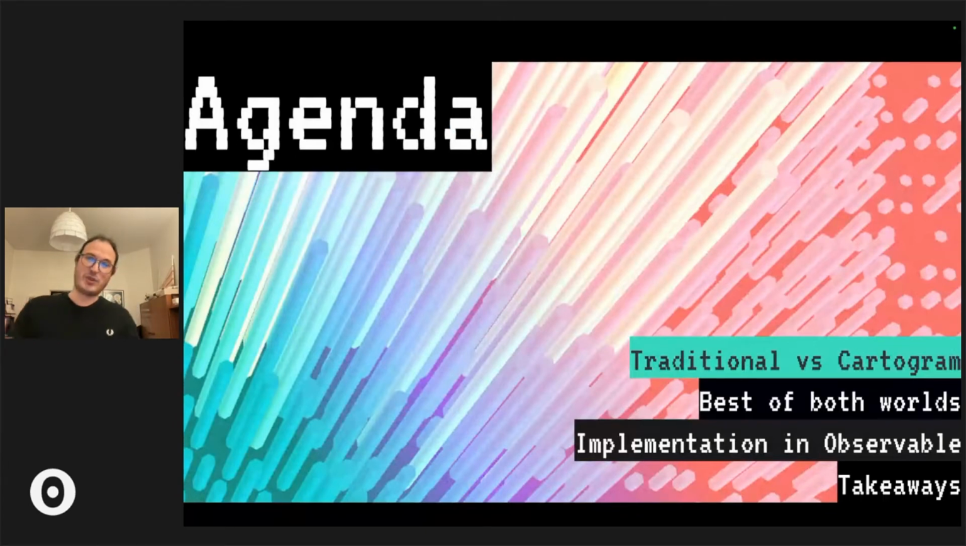But first, I'm going to talk about how traditionally the US elections have been depicted, and how cartograms are entering the game in the mainstream media. I'm going to talk about our alternatives, how we implemented it using Observable and using the collective knowledge of the community, and then conclude on some takeaways.